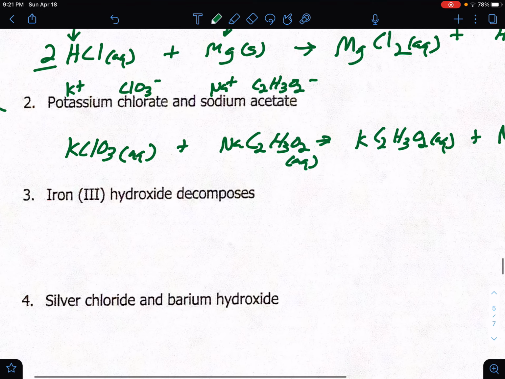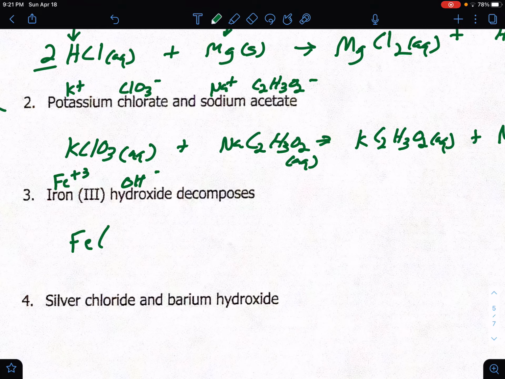Iron 3 hydroxide. So iron, Fe, means I have a charge of +3. Hydroxide is OH with a -1. They're not balanced, so I have to do my crisscross. That means I need 1 iron, but I need 3 hydroxides. Make sure you put parentheses. That 3 cannot go on that hydrogen. It needs to go outside this.